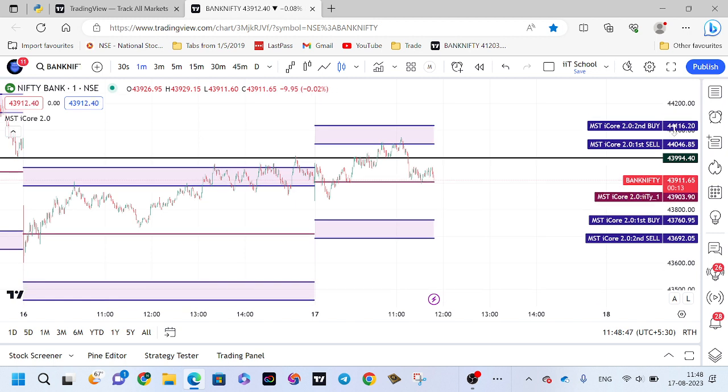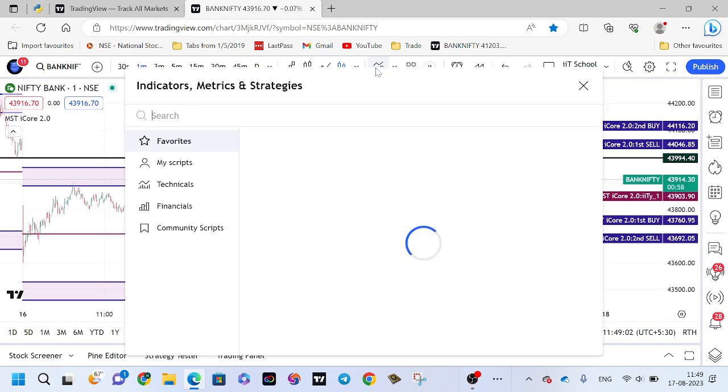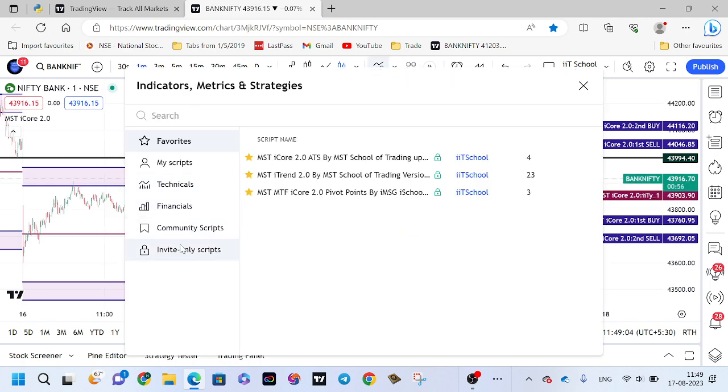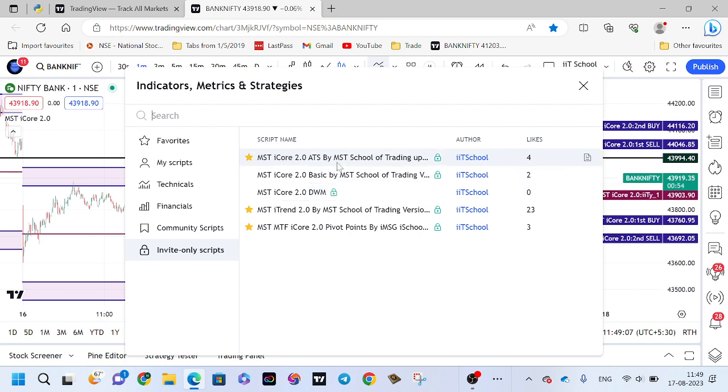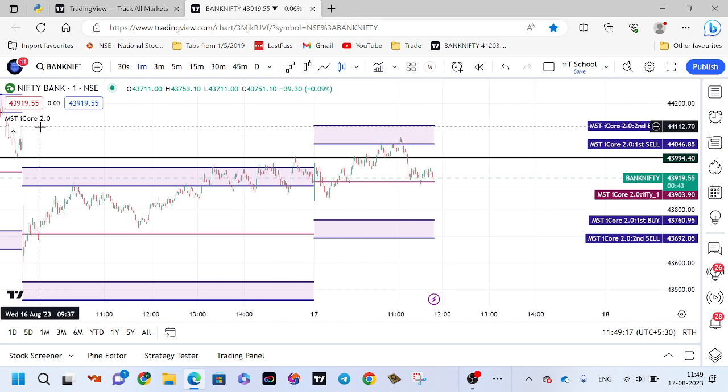So today we will show you what was the performance of our indicator on 17th August 2023. As usual, when the market has opened, what we are supposed to do? Go to the indicator settings here, then select the invite only option and select our indicator MST iCore 2.0 ATS Advanced Trading System version. You just double click on it and automatically the indicator will be added to our chart.